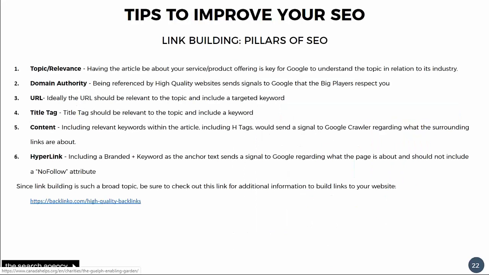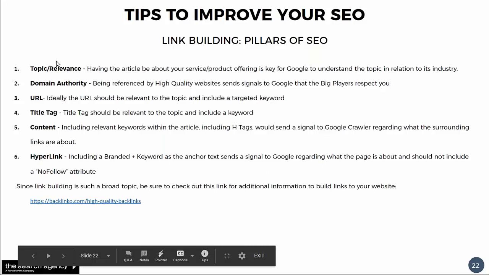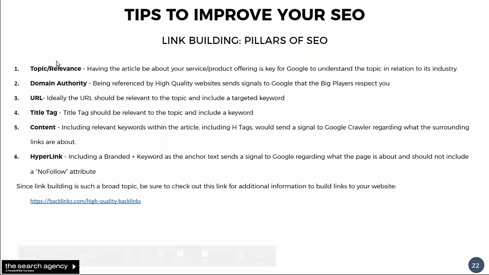Here are a couple of additional tips with link building. We just talked about making sure the article is about your service or product offering. This is very important, again, for relevancy. Domain authority, Jason pointed that out. Try to get links from high-quality websites. Even if you don't know how to check the authority, you can do the eyeball test. Look at that website and ask, do I really want to be linked on this site, linking back to me? If the answer is no, then don't do it. That's the judgment call right there.